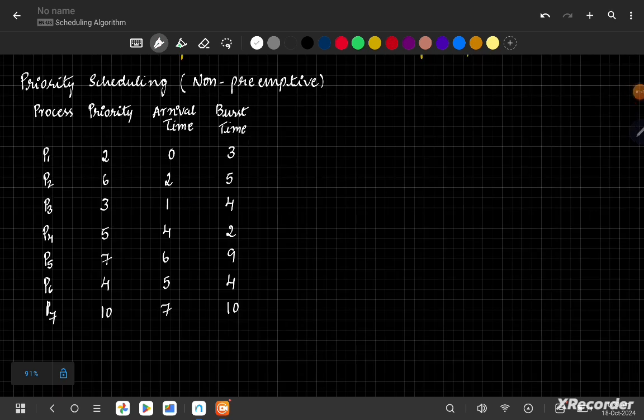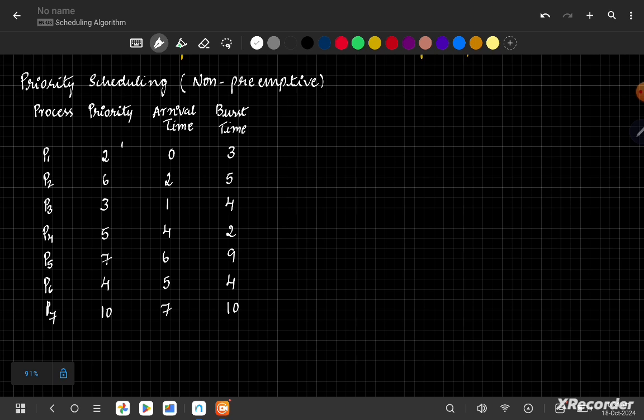We've taken an example here for priority scheduling. We'll be doing non-preemptive priority scheduling. For this, we have to draw the Gantt chart first, and we have to find the average turnaround time and average waiting time. Now, if you see the problem given here, we have 7 processes. We also have a column called priority that is added, and also we have arrival time and burst time.